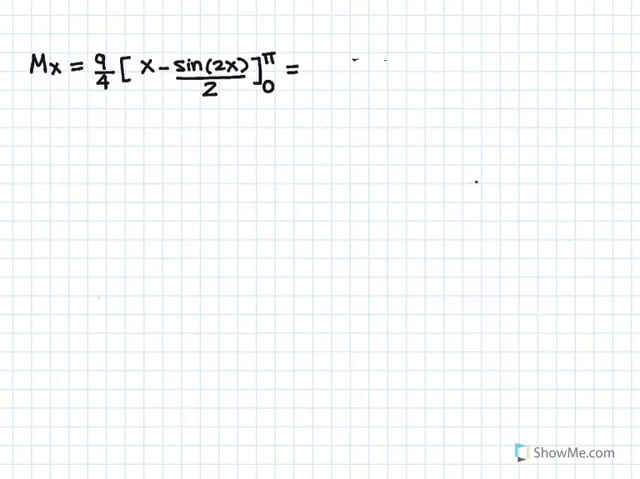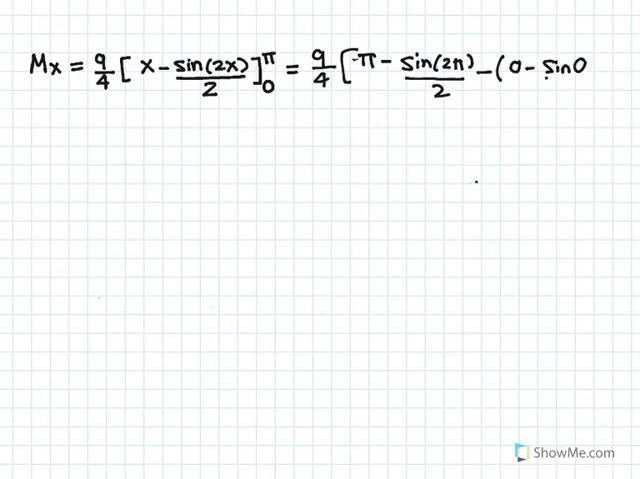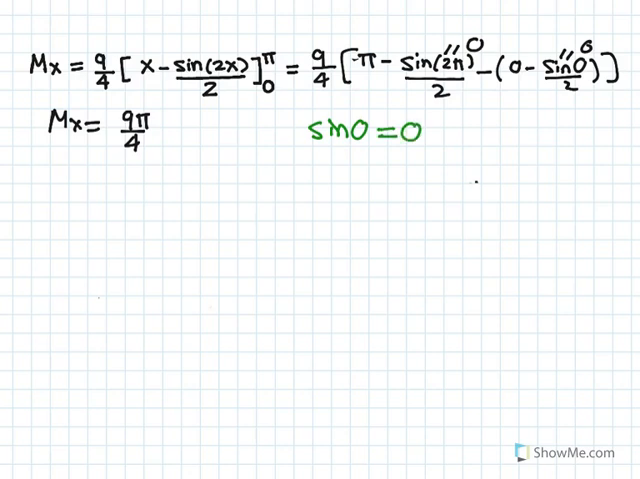Let's put the upper limit and the lower limit, apply FTC. Putting the upper limit in, we get pi minus sine of 2 pi divided by 2. Minus, put the lower limit in, we get 0 minus sine 0 divided by 2. Sine of 2 pi is simply 0. Sine of 0 is also 0. So if we simplify this, the moment with respect to the x-axis is 9/4 times pi. In fact, sine of any multiple of pi is 0.